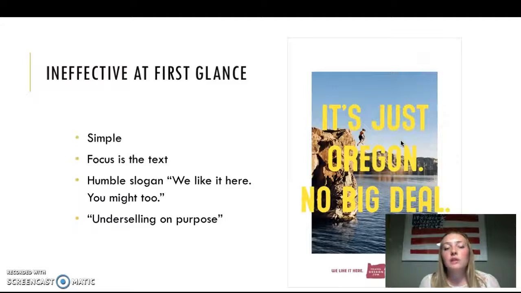So it's kind of cool because it almost already immerses you in that culture. They're humble. This is simple like them. Simple, humble. It's Oregon. No big deal. So I thought that was really cool. And it is a pleasing advertisement in a design sense as well.